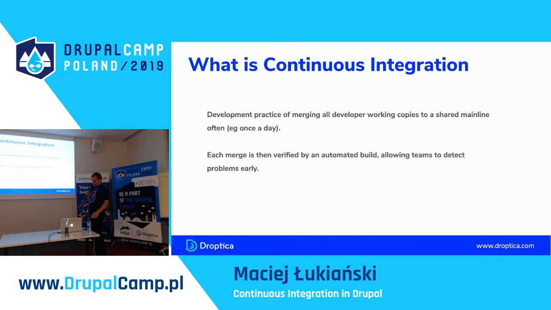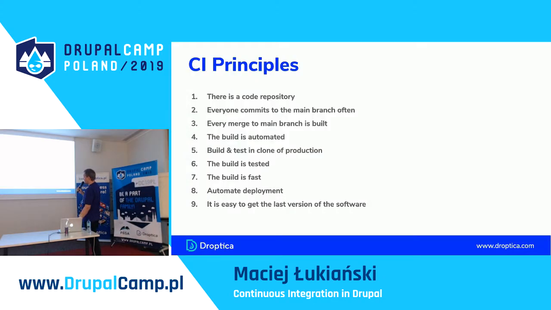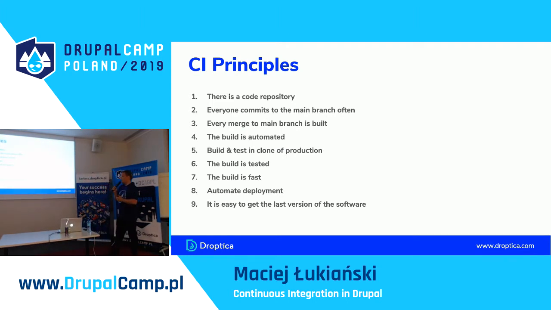Before we get to that, there are a few principles of continuous integration that I want to talk about. There are 9 of them. They are all listed here, but I will just go through them really quickly, and then I will explore each one a little bit more as we move through the presentation. So there's a code repository. Everybody commits to the main branch often. I say often; some people say once a day, some people say every few hours. It depends. Every merge to the main branch is built.